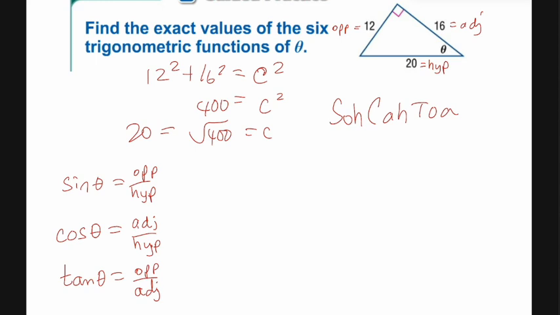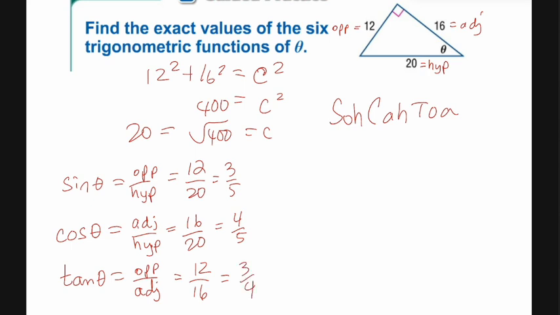Sine is opposite over hypotenuse. Our opposite is 12, our hypotenuse is 20. Now I do want that in reduced form, but I do want fractional form. Both 12 and 20 are divisible by 4. Let's divide it. So we get 3 over 5. Let's take a look at our cosine. Cosine is adjacent over hypotenuse, so 16 over 20, which is 4 over 5. And our tangent is opposite over adjacent, 12 over 16, or 3 over 4.